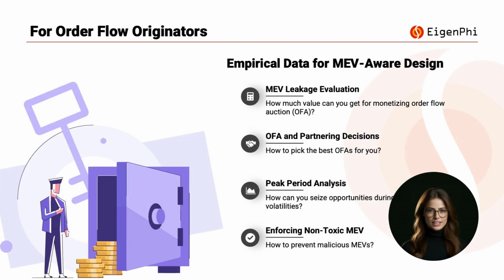First, for order flow originators, MEV evaluation can provide empirical data beneficial for MEV-aware design. MEV leakage evaluation can help assess the potential value you could extract by monetizing order flow auctions. MEV evaluation unveils the potential profits that can be made from order flows and shows how you can share that value with your users. The OFA scale calculation informs you about the market scale, enabling you to align partnerships with market trends and competition. Peak period analysis offers a solid basis for strategy development and opportunity seizing during market volatility. Also, channel analysis can help identify weaknesses or cheats to enhance speed and fairness, and further address potential negative externalities such as preventing malicious MEV.